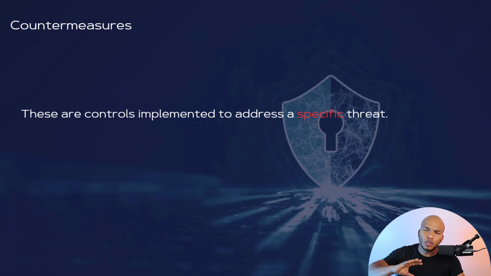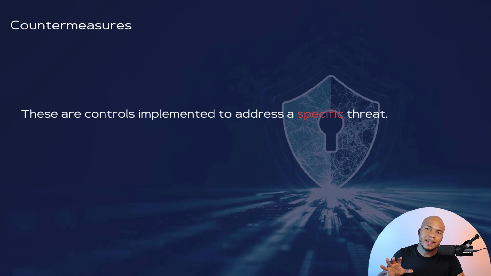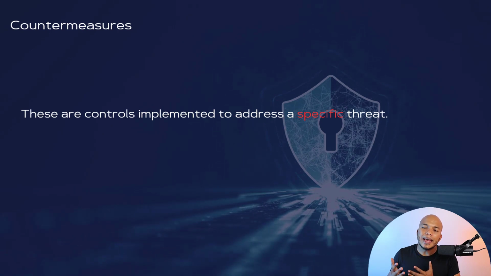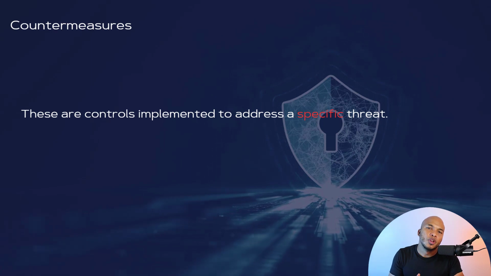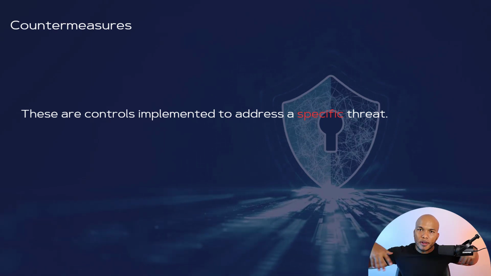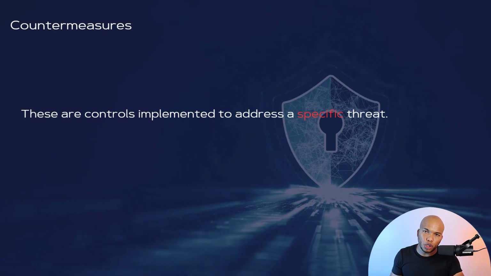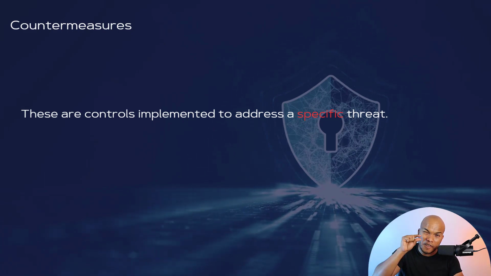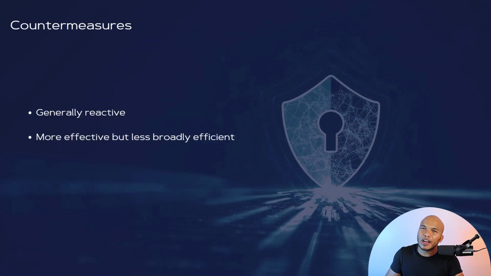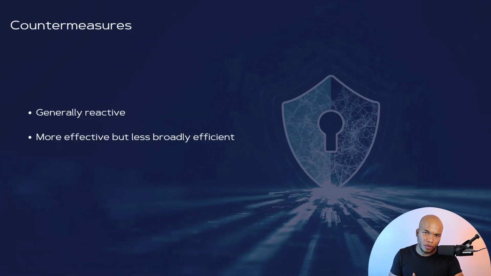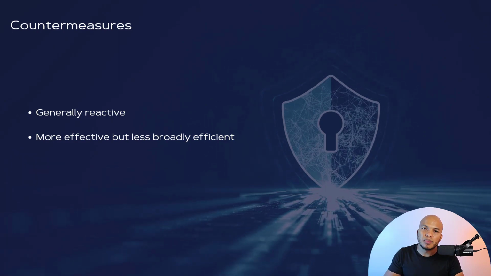In addition to controls, we have something known as countermeasures. These are controls implemented to address a specific threat. Controls are more broad in that they combat a variety of threats together, but a countermeasure is aimed at combating a very specific kind of threat. Controls in general are more proactive, but countermeasures are generally reactive.